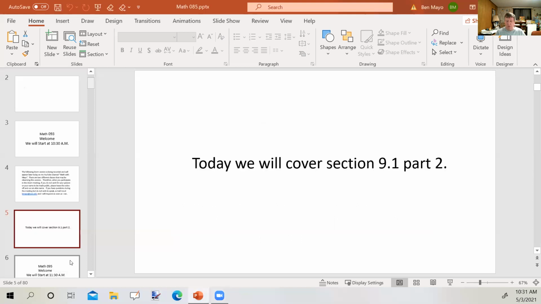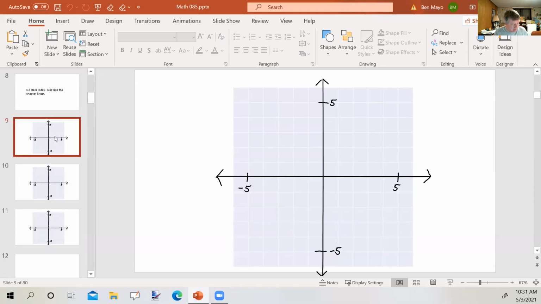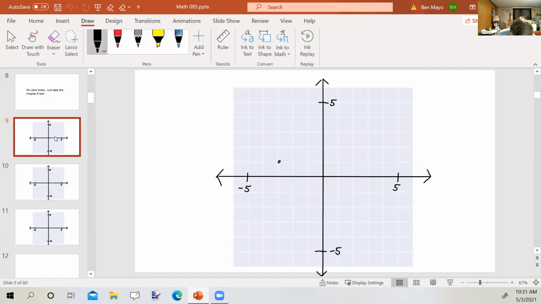Eventually we're going to go on and finish part two of section 9.1 from yesterday, but I had a request to look at interval notation and graphing, so I want to do a little bit of review of that idea. First of all, let's say we have the following graph. Let's say it looks like this. It comes down here, goes up there, and then ends right there, okay?